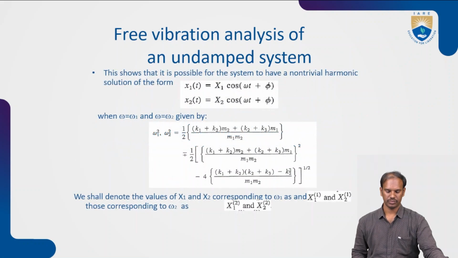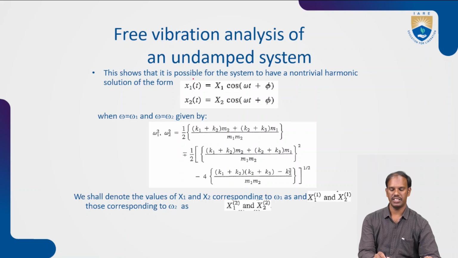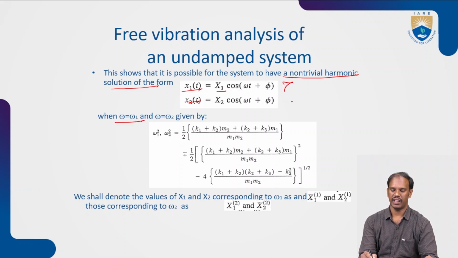So from this equation as the roots, we have already said that the system has a possible non-trivial harmonic solution for x1 and x2. Already we know that x1 of t equals x1 into cos(omega t plus phi), and x2 of t equals x2 into cos(omega t plus phi). We already included these equations of x1 and x2 previously.